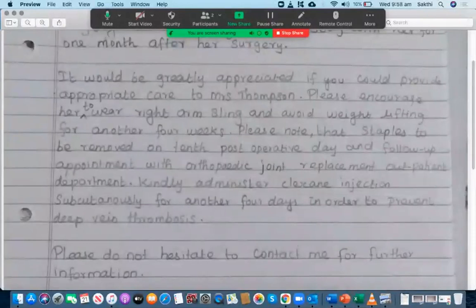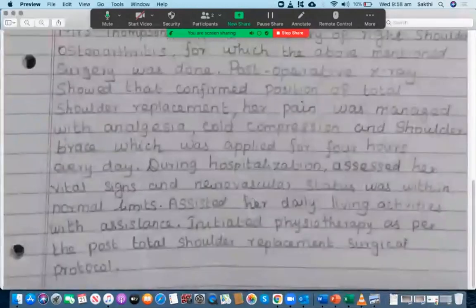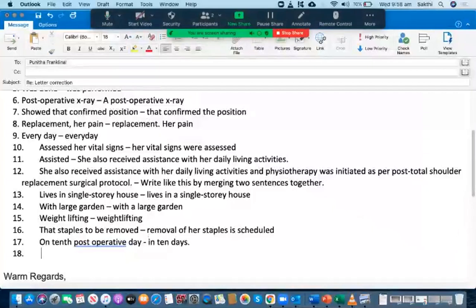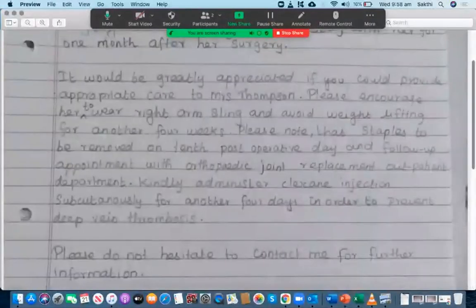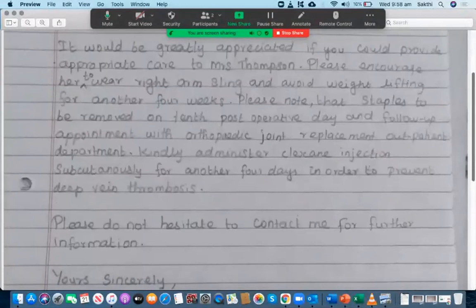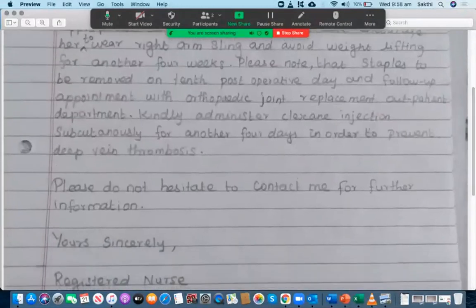And follow-up appointment. That's wrong. It needs an article: "and a follow-up appointment," because appointment is a countable noun. You can have two appointments, three appointments, four appointments, and so on, so it has both singular and plural forms. Appointment here is a singular noun only. So you have to use "a follow-up appointment with the orthopedic joint replacement outpatient department." Let's say staples to be removed on the 10th day and a follow-up appointment with the, okay.